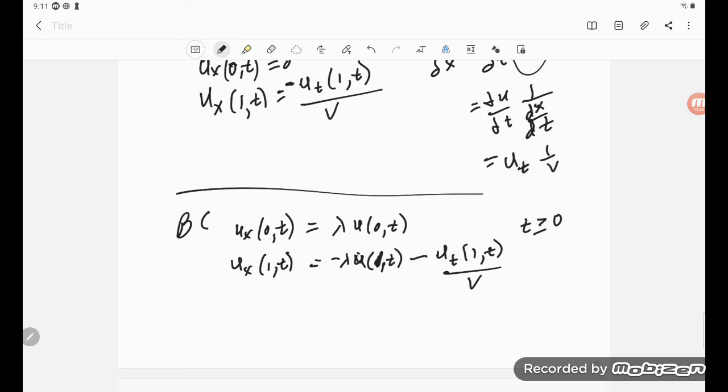And so we need to modify this right-hand boundary condition to take into account the convection. And so there we have it. That is our boundary condition for problem 5.